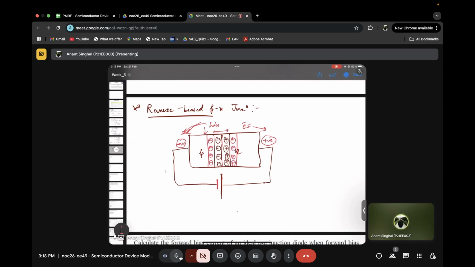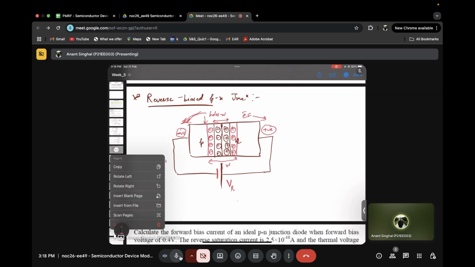So this was the case when we were at equilibrium, but now what do we have? We have an increased depletion width. So this is the new depletion width that we have, after applying a certain reverse bias voltage, which I am calling, let's say, VR. So VR means the reverse bias voltage. So let's try to make a band diagram of this.